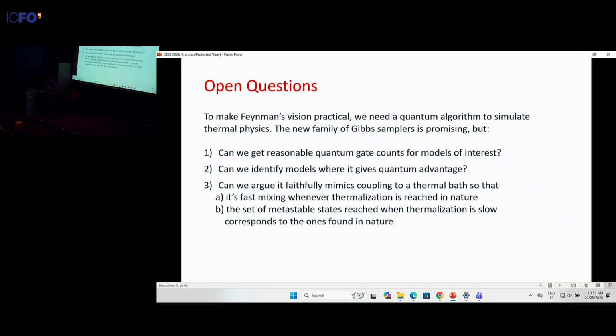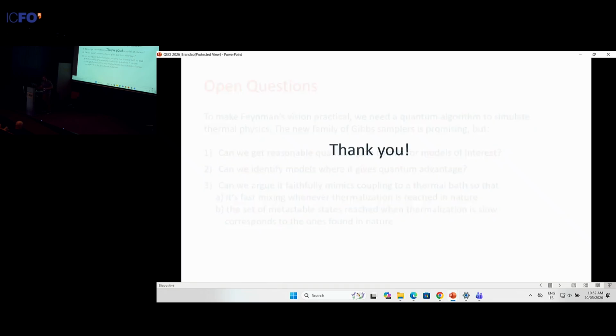Second, can we identify a model where this gives quantum advantage, where we can argue that the quantum mixing time is not too big, but classically it is out of reach? That would be interesting as well. And third, can we argue that this model faithfully mimics coupling to a thermal bath in nature, so that it's fast mixing whenever thermalization is fast in nature, and when it's not fast mixing, the set of metastable states that it reaches corresponds to the metastable states that we have in nature, when nature cannot thermalize as well? So that's all. Thank you for your attention.